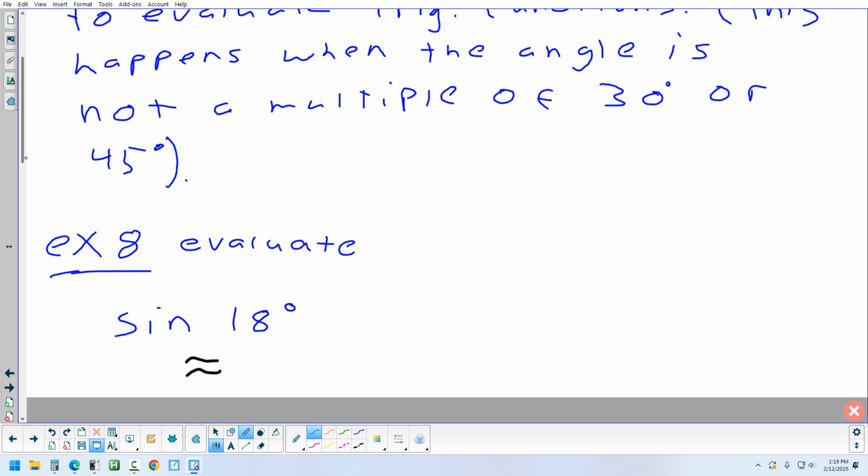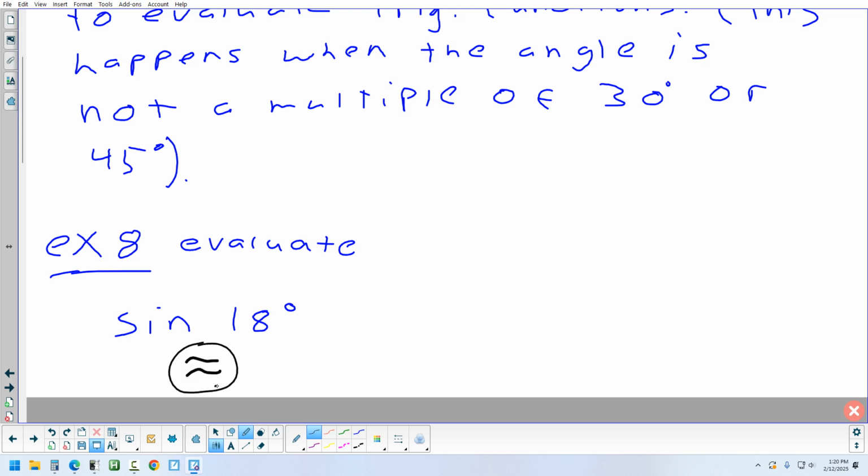So let's start with this one. First of all, when you see an angle that's not a multiple of 30 or 45, you're going to see that symbol, which means, like, not exactly equivalent. Yeah, it means it's approximate. None of these are exact answers. So that's a difference.